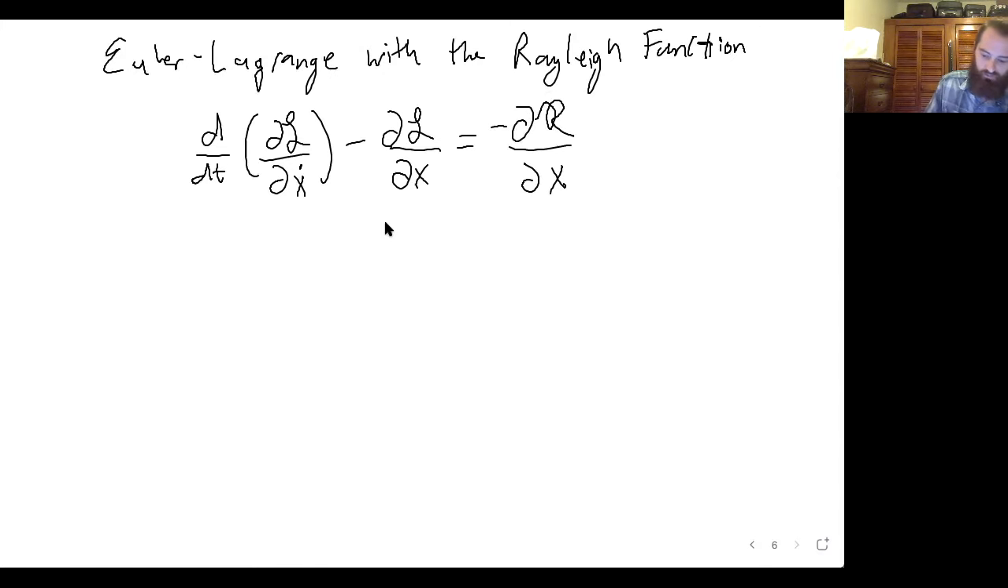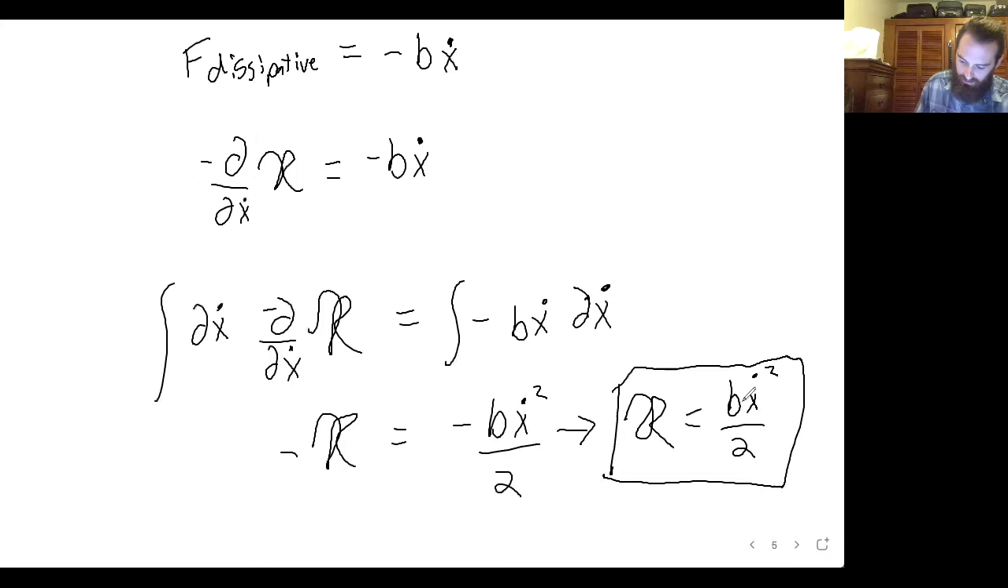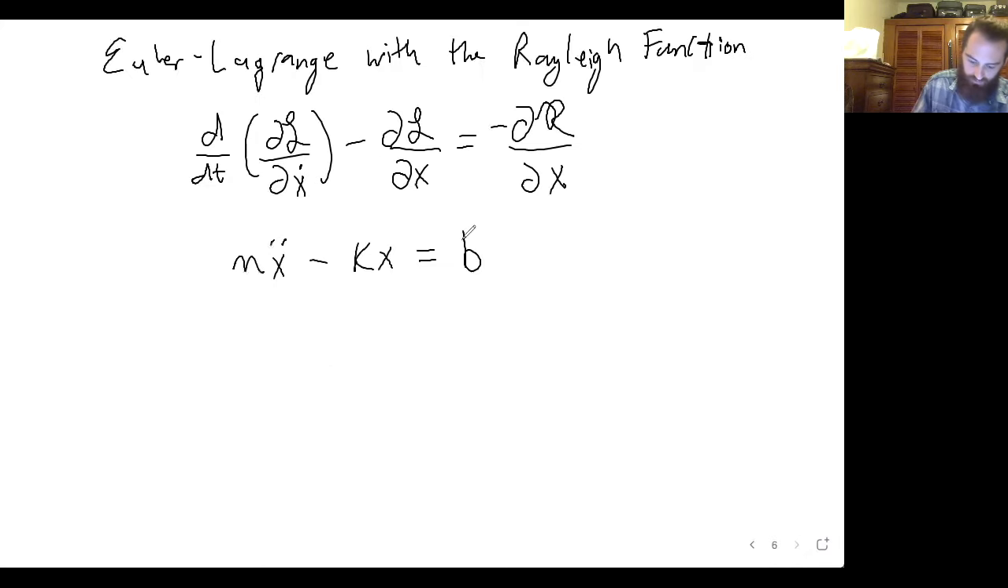So again, this is all looking in one dimension. I'll show you multi-dimensional in a second and show you why you can't just always plug the force in. But for our 1D example, this just comes out to m x double dot minus kx equals the negative of that, negative b x dot. So this is the same thing that we had before.